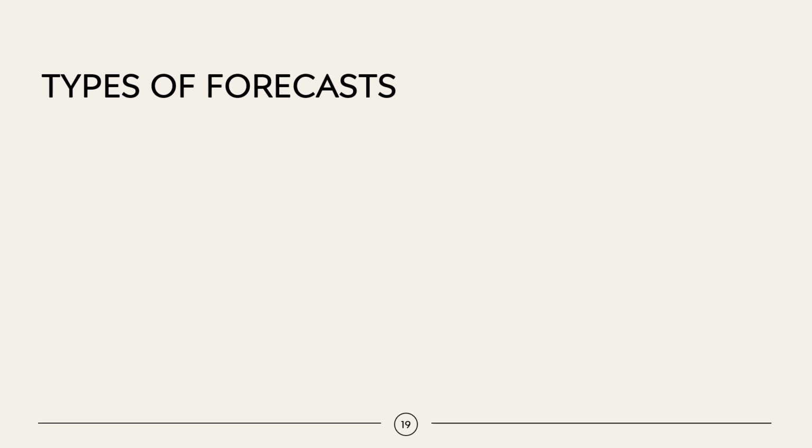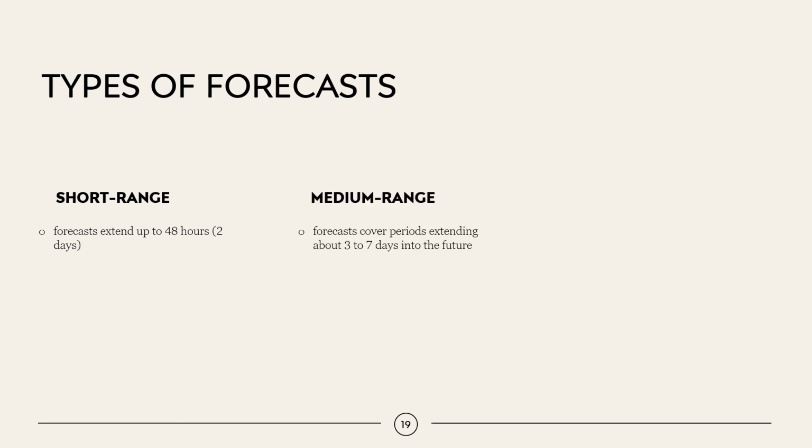So there are also other types of forecasts that are based on the time period. First is the short range, because the forecasts only extend up to 48 hours or 2 days. Then we have the medium range, because the forecast covers a period extending about 3 to 7 days into the future. And the long range is the longest range forecast that covers the period beyond 7 days and has no outer time limit. So that is all for the types of forecasts.